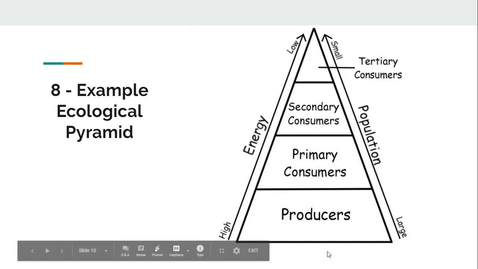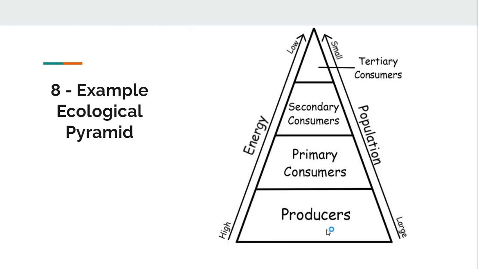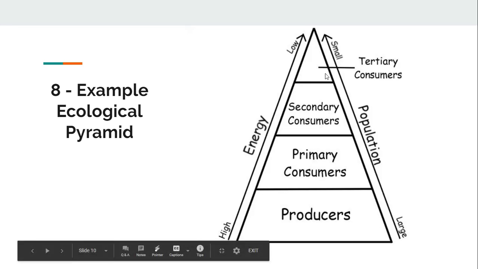So you can imagine there would be lots and lots of plants in the world, and they're working to harvest that energy from the sun. And there's not very many top consumers, right? So there would be fewer lions, for example, than there are plants. Okay.